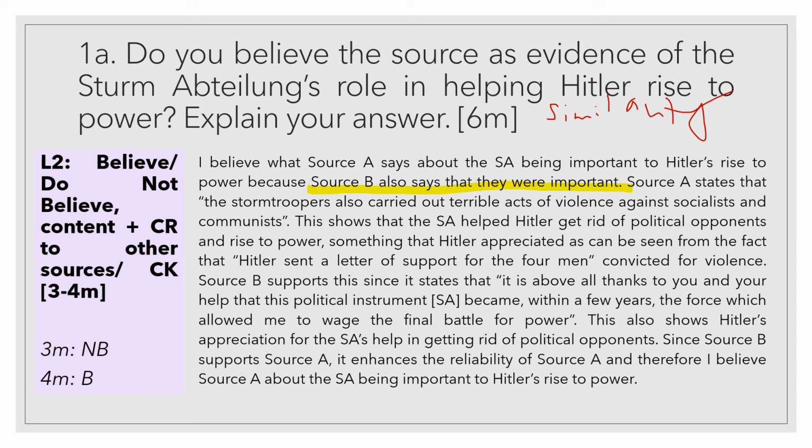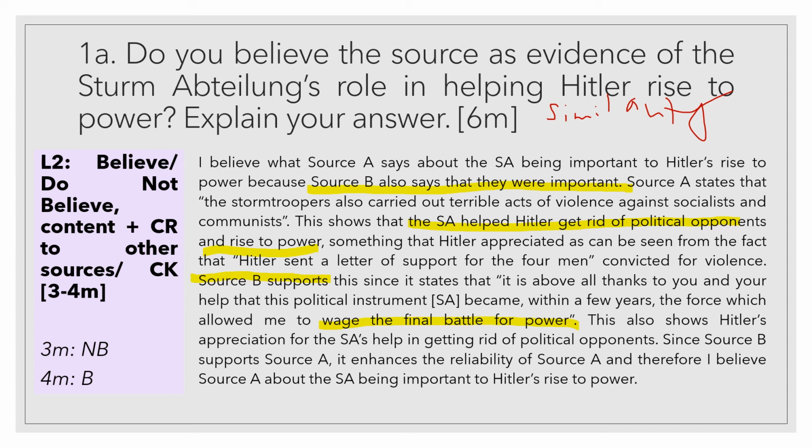Source A states that the stormtroopers also carried out terrible acts of violence to get rid of socialists and communists. This shows that the SA helped Hitler get rid of political opponents and rise to power. Source B supports this since it says that it is above all thanks to you and your help that this political instrument became within a few years the force which allowed me to wage the final battle for power. So again, through Hitler's appreciation for the SA's help, you can see that he is appreciating their help in getting rid of his political opponents.